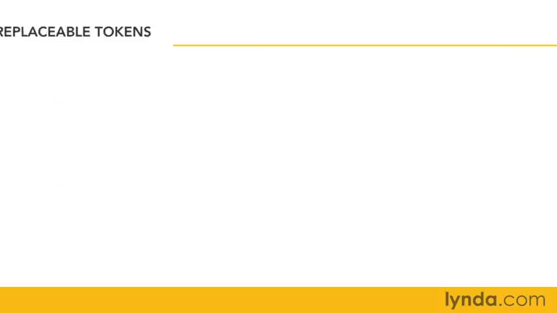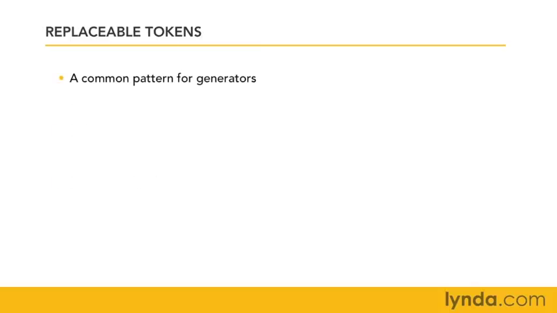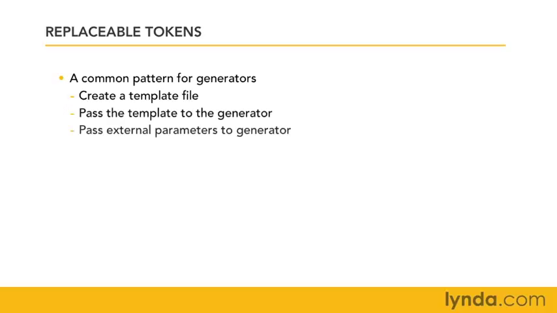The most common pattern I see for code generators is the following. You create a template file which contains portions of your code. The template file also contains tokens. You take your template file and you pass it to a generator. Optionally, you pass other external parameters to the generator, say a database connection string.